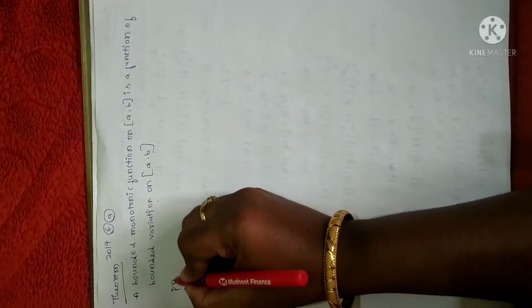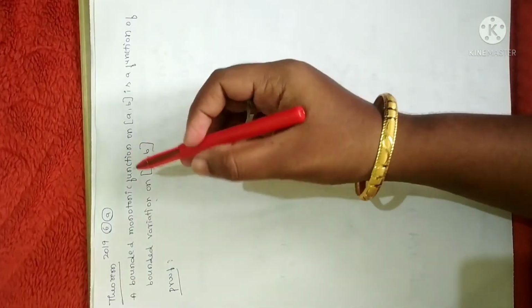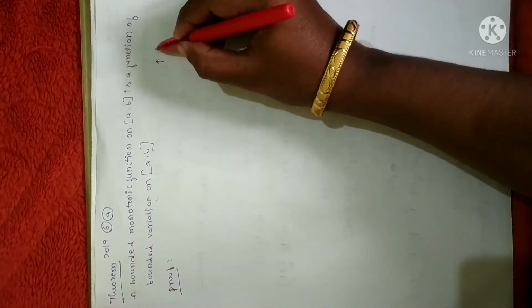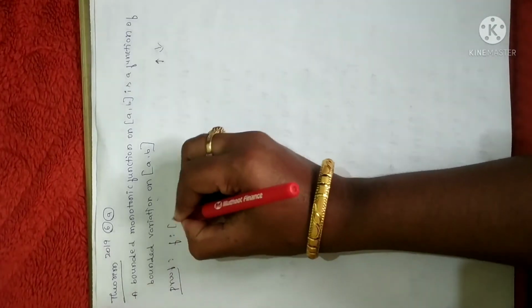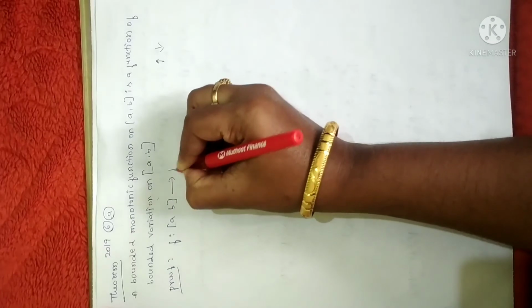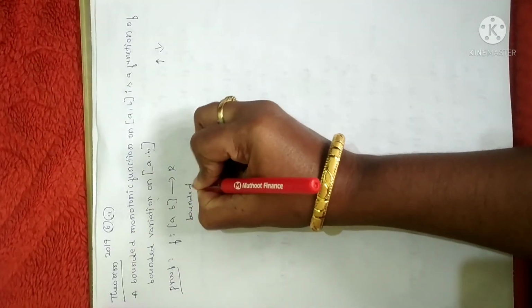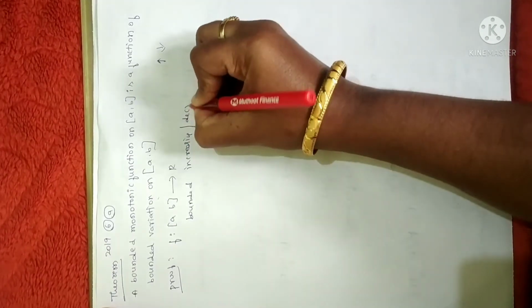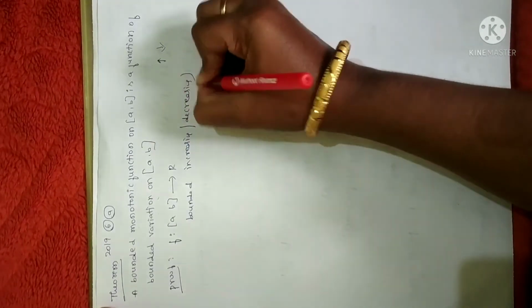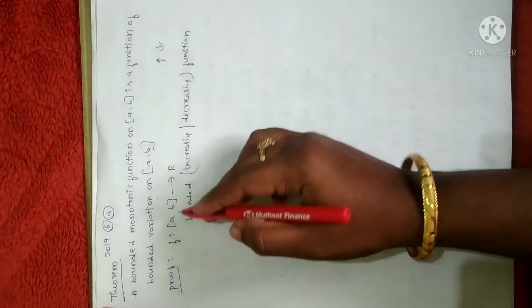Fine. Let me prove. So as I already told you, monotonic function, in the sense either we are discussing in terms of increasing sequence or we can discuss in terms of decreasing sequence, right? So let me consider a function which is defined from AB to R, fine, which is bounded and increasing. Either it may be increasing or I can take it as decreasing, one and the same, as it is monotonic. Fine. It is a sequence of increasing or decreasing function I have defined.